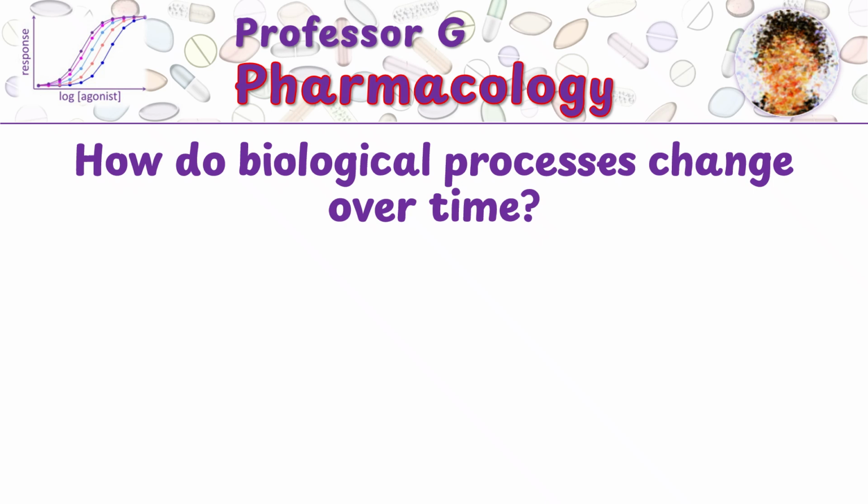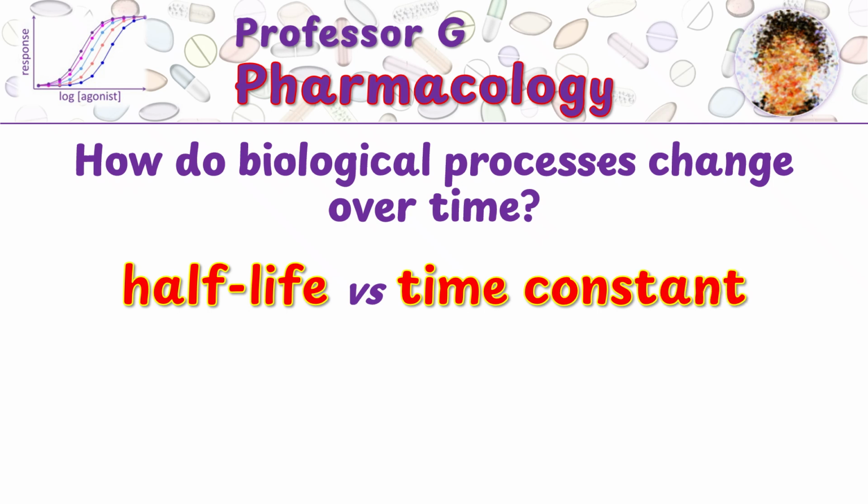Biological processes often change over time. For example, a drug being removed from the blood or a membrane potential returning to rest. Two common ways to describe the speed of these changes are the half-life and the time constant.